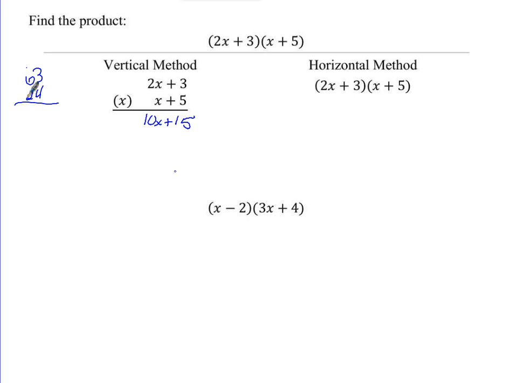Then we move on. Over here we would go 2 times 3. So on this one we're switching terms. We're going from x times 3, which is 3x. Now I'm going to write that directly underneath that 10x because those are like terms. So I write 3x there.